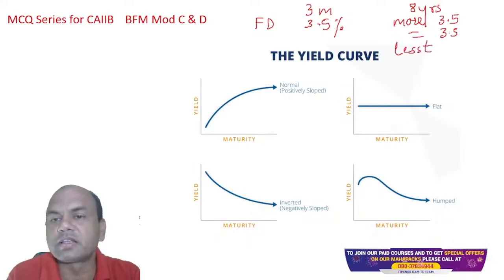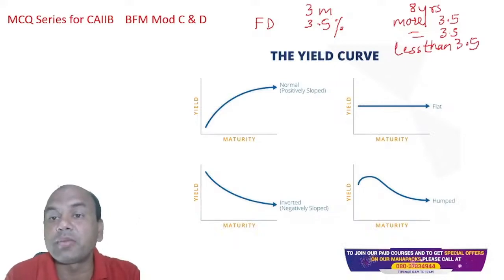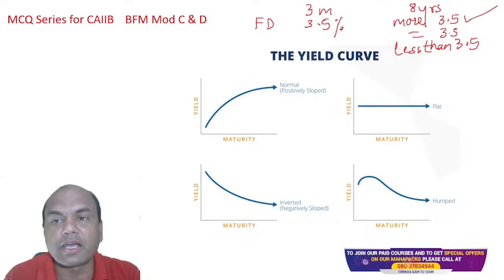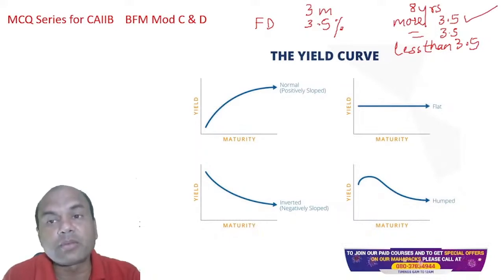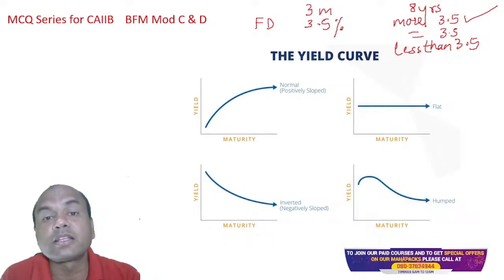So what should I get? What do you think? More than, equal to, or less than? I'm keeping it for 8 years, and here you are keeping for 3 months. So I'll be getting more than 3.5. Correct. Why? Because I'm keeping the money for the larger period. So this depends on what? Keynes theory. Remember, Keynes theory says that the more you part with your money, the more are the returns expected.